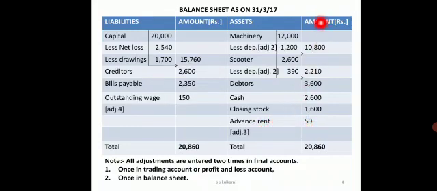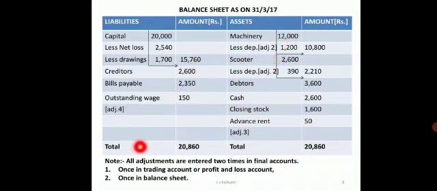So now total my asset side and the liability side, both the sides have to give me the same total. So my balance sheet is based on the equation assets is equals to liabilities plus capital. So if my liabilities and capital give me the same as assets, it shows my balance sheet or financial statement is correct.